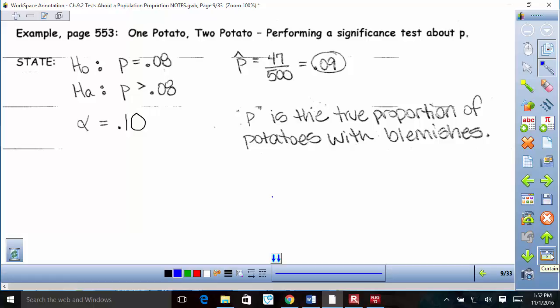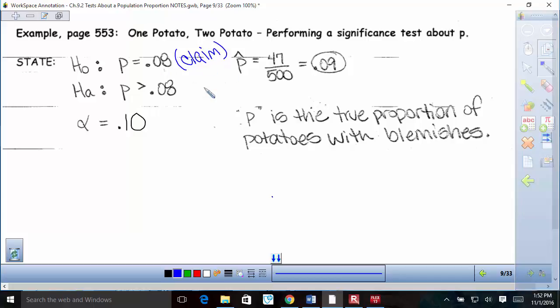All right. So our H0 and our Ha, the original claim. I like to write the claim out to the side, although it's not required. It just reminds me that that's what the company said. There were 8% blemishes in this truckload. If there are more than 8% blemishes, they're going to send the truck back, and we talked about all the problems that would cause. My p-hat was 47 out of 50, which is 9%.